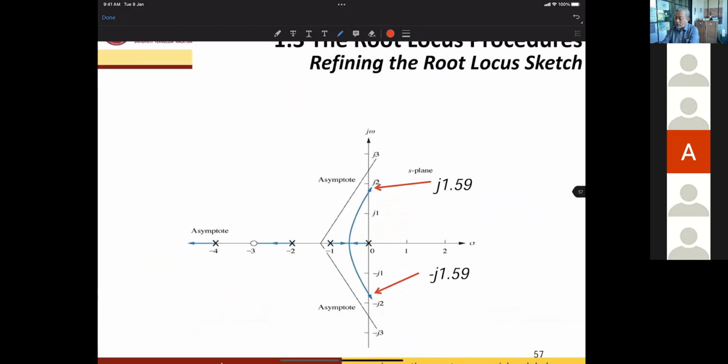So we draw the root locus. Okay, so somebody help me. Chua Le. Yes, doctor. Apa khabar?